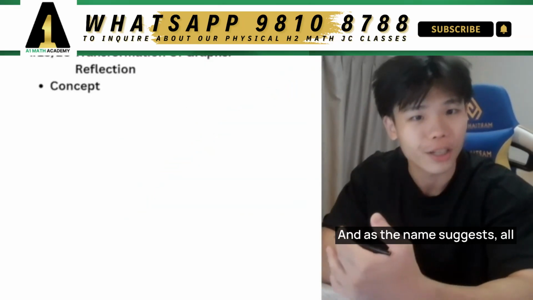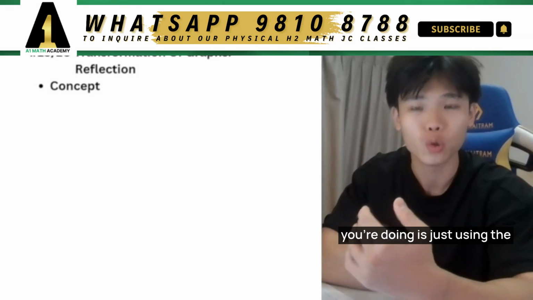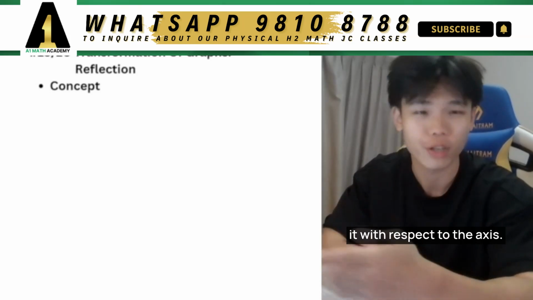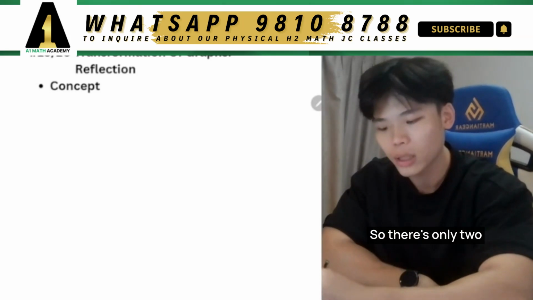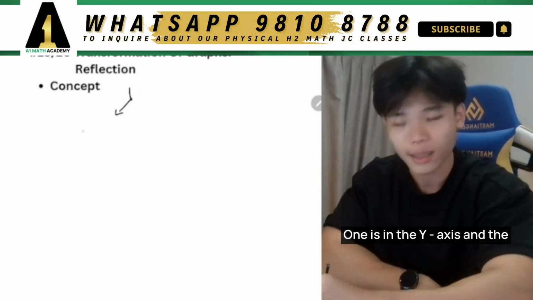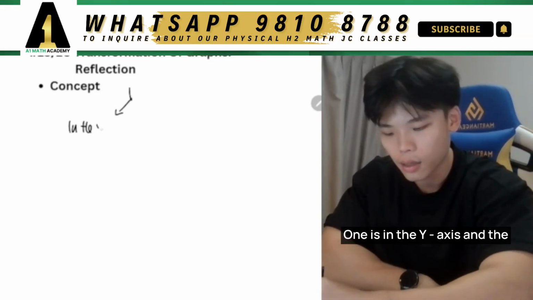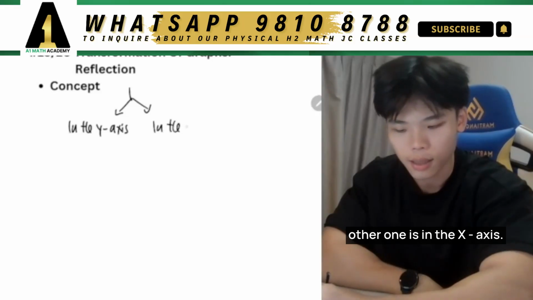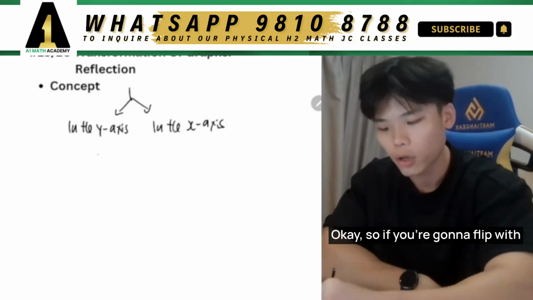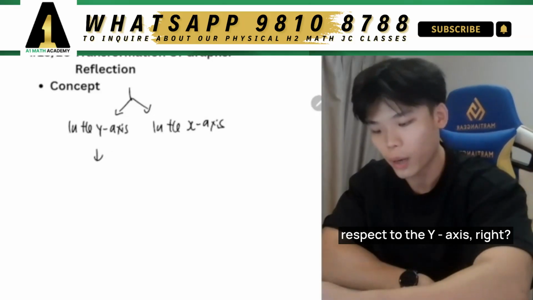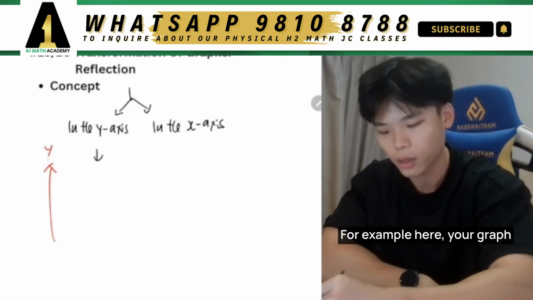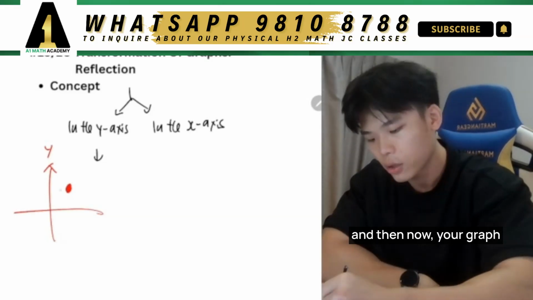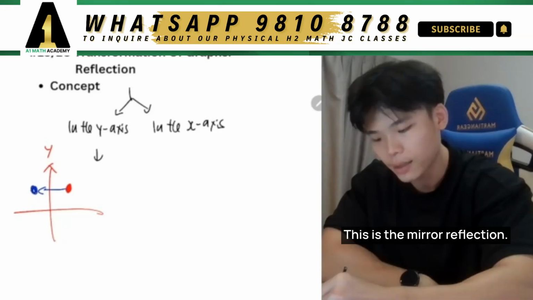And as the name suggests, all you're doing is just using the axis as mirrors. You're flipping it with respect to the axis. So there's only two kinds of reflections. One is in the y-axis, and the other one is in the x-axis. Okay, so if you're going to flip with respect to the y-axis, for example, here, your graph is originally here, and then you treat the y-axis as a mirror. And then now your graph becomes here instead, right? This is the mirror reflection.